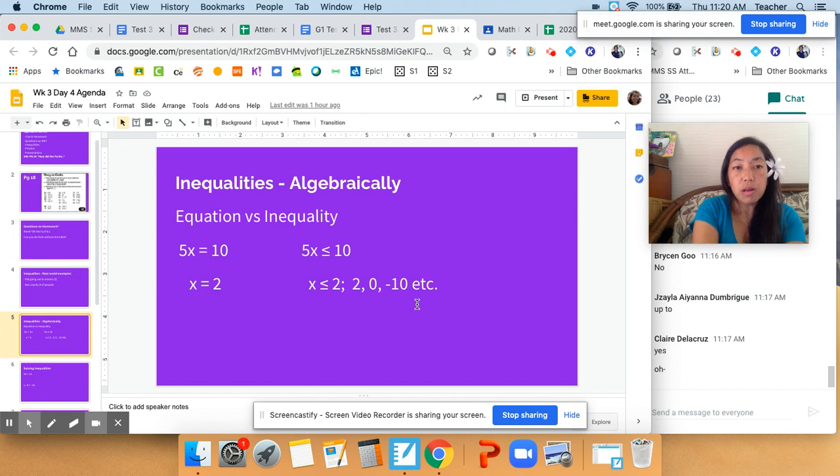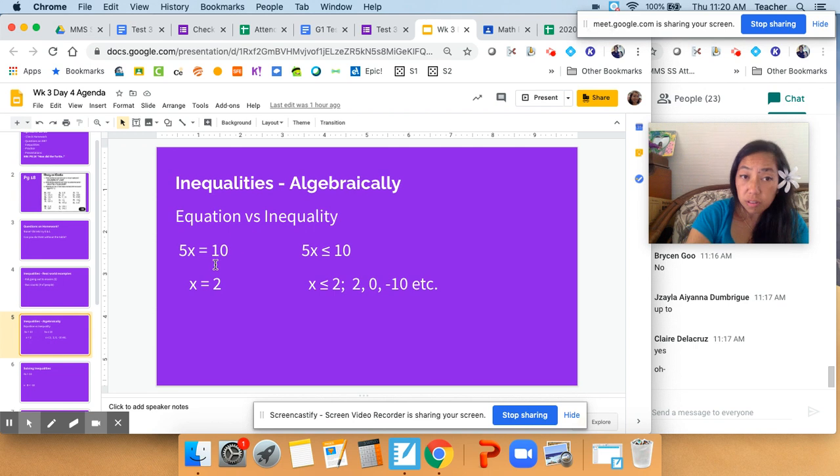All right, so we talked about what inequalities are, and that's like the less than, greater than, less than or equal to, greater than or equal to. Those are our inequalities. Now I want to talk about algebraically what it really means, and I want to compare equations with inequalities. So if we look here, we have an equation, right? And we have 5x equals 10.